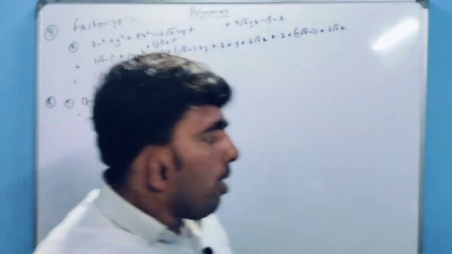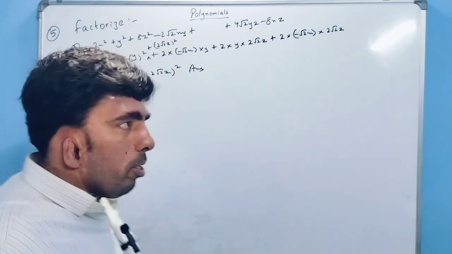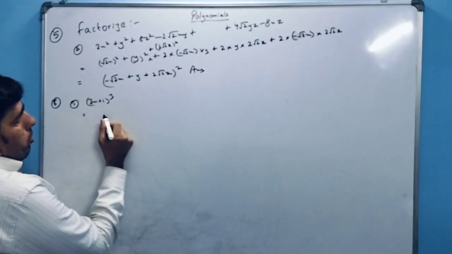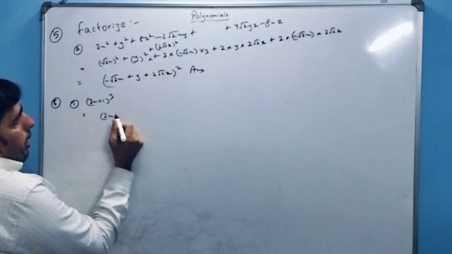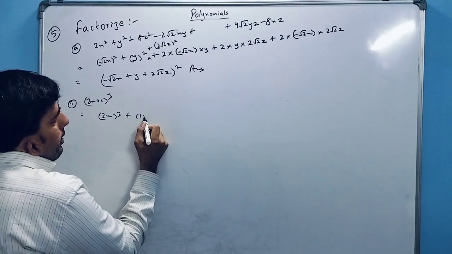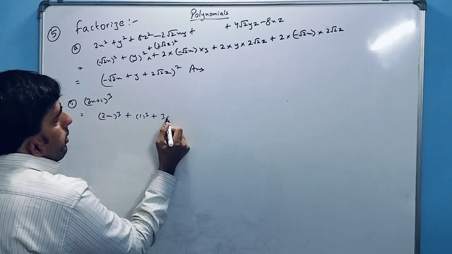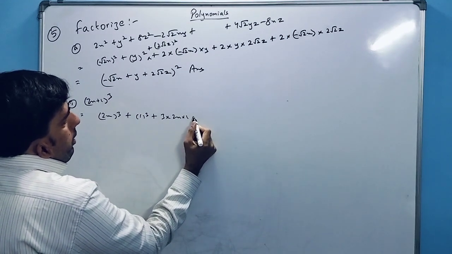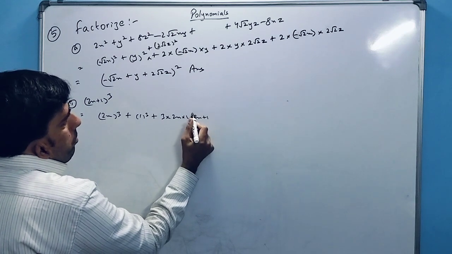Okay, now we have the identities now. The expression is (2x + 1) whole cube. Now we'll use the identity (a + b) whole cube. So (a + b) whole cube is a cube plus b cube plus 3 into a into b into (a + b).